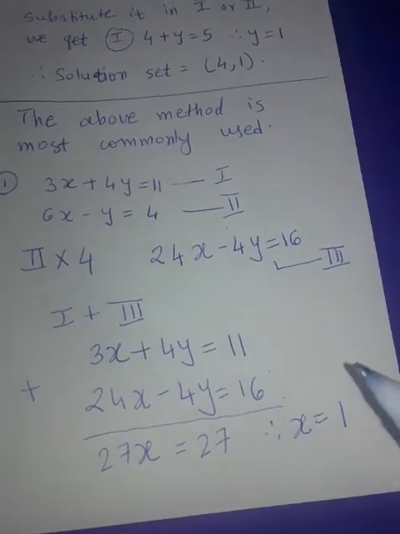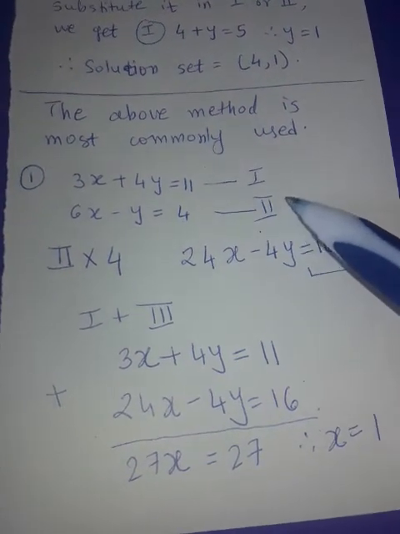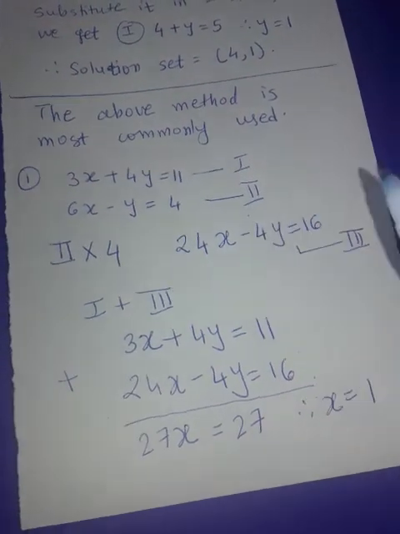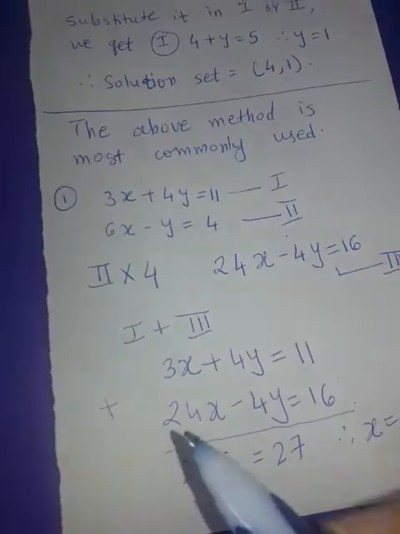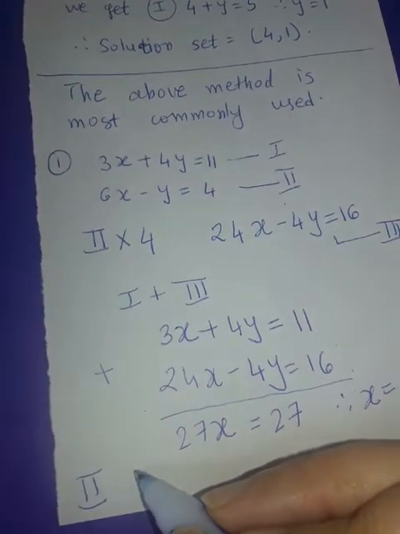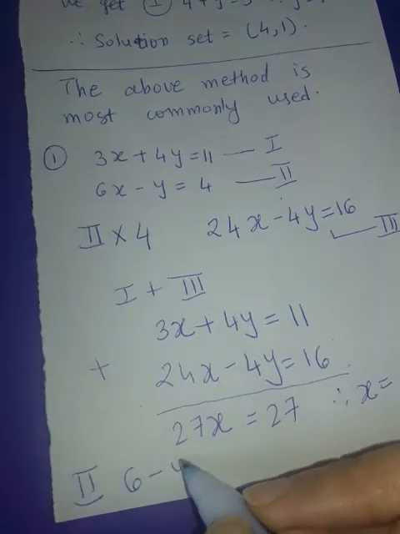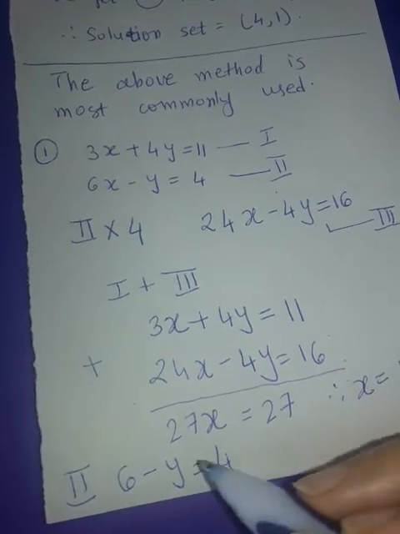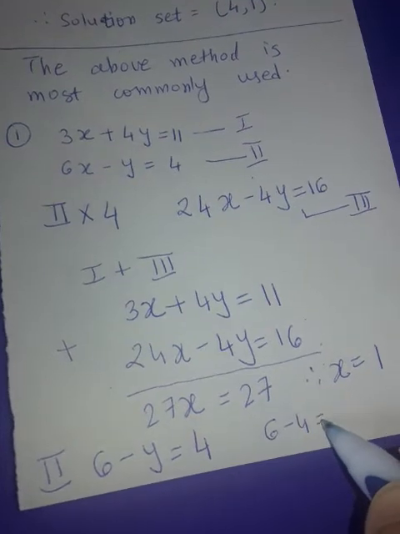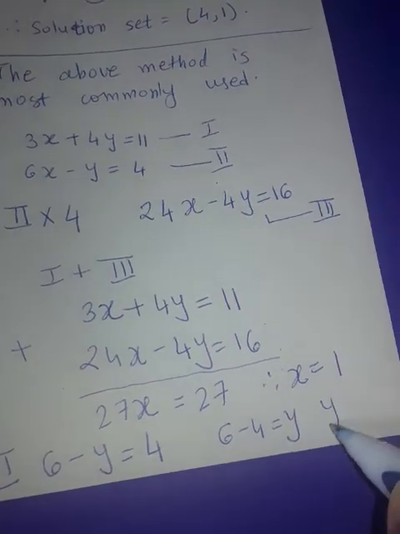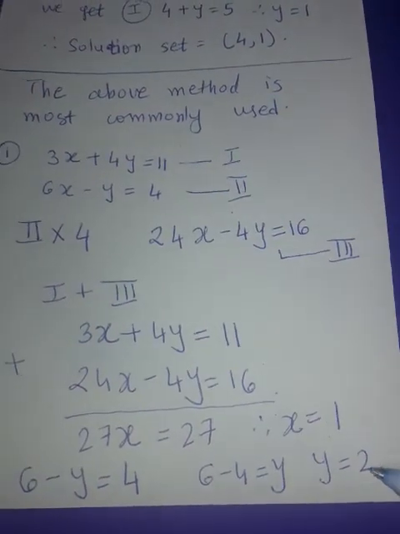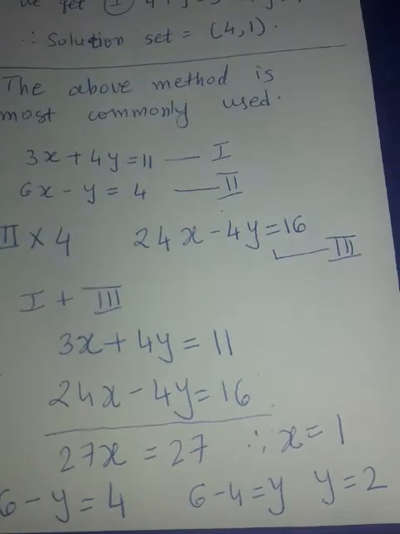Now I can put this x in either 1 or 2 to find the value of y. Suppose I put it in equation 2, x is equal to 1. From 2, what do I get? x is equal to 1, so 6 into 1, that is 6, minus y is equal to 4. Let y go here and 4 come here, so 6 minus 4 is equal to y. So y is equal to 2, and my solution set is ready: x is equal to 1 and y is equal to 2.